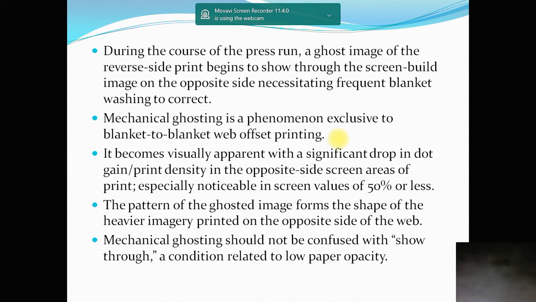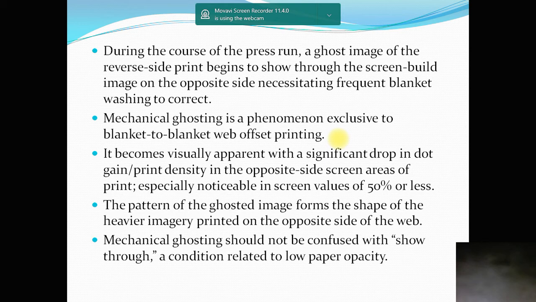It becomes visually apparent with a significant drop in dot gain and print density in the opposite side screen areas of the print, especially noticeable in screen values of 50% or less. The pattern of the ghosted image forms the shape of the heavier imagery printed on the opposite side of the web. This is the point we have to note.